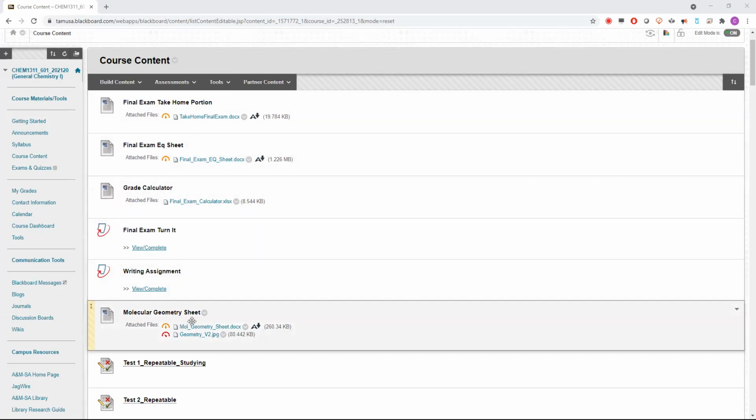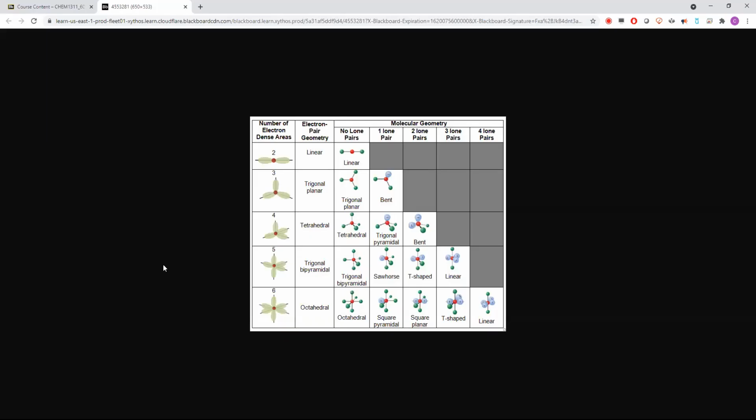I put up a new geometry sheet for those of you who said that the old one was too blurry to read. So this is another one I found. It's the same type of idea, it's just a different layout. On this column that I'm going over, that's how many groups you have connected, bonding and lone pairs. Here is the electron geometry for those number of groups. Here are molecular geometries with lone pairs.